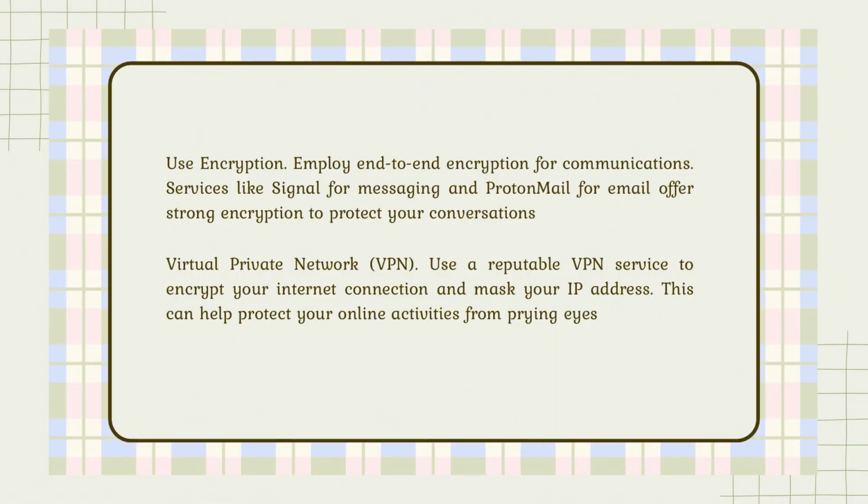The first one is use encryption. Employ end-to-end encryption for communication. Services like Signal for messaging and Proton Mail for email offer strong encryption to protect your conversations. Second, virtual private network (VPN). Use a reputable VPN service to encrypt your internet connection and mask your IP address. This can help protect your online activities from prying eyes.